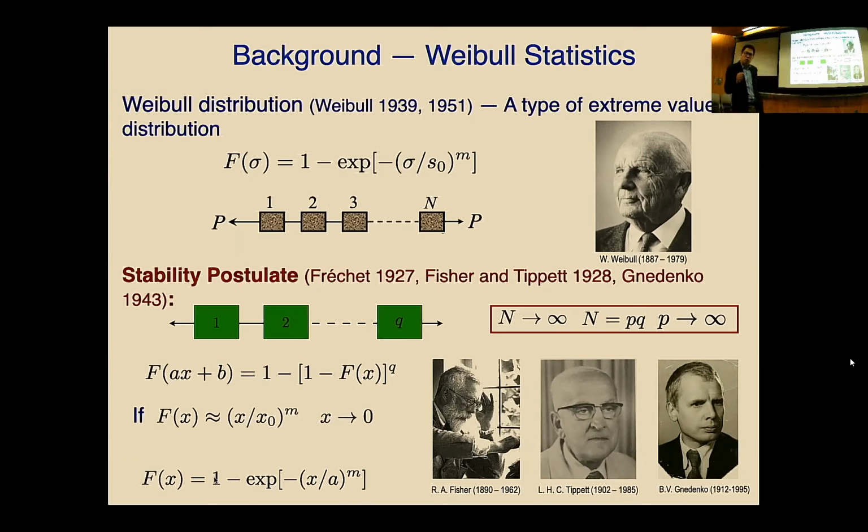So the bottom line of the Weibull distribution is that it was derived from the infinite weakest-link model, but at the same time, the tail distribution has to be a power law. If the tail distribution is not a power law, then you will not get the Weibull distribution.